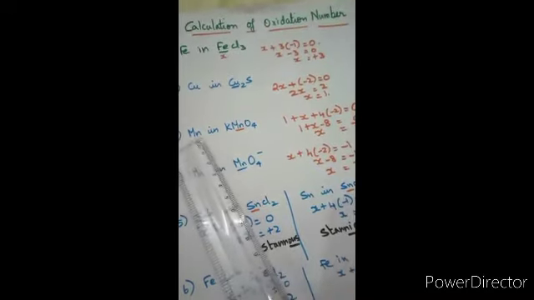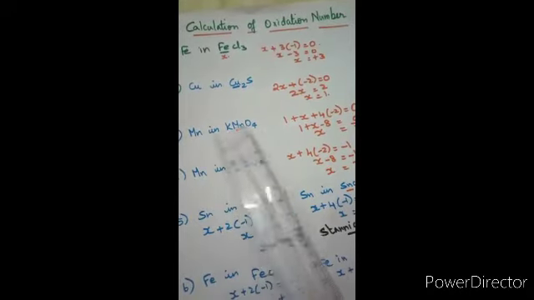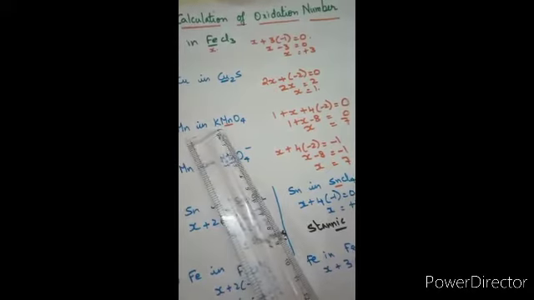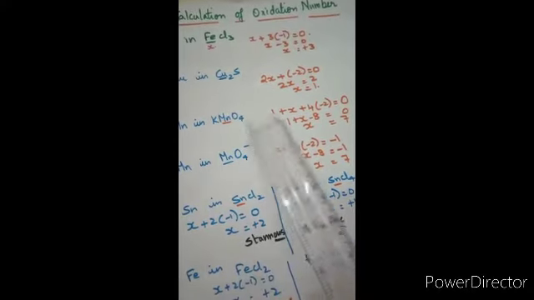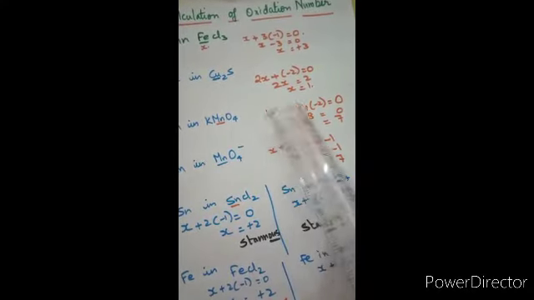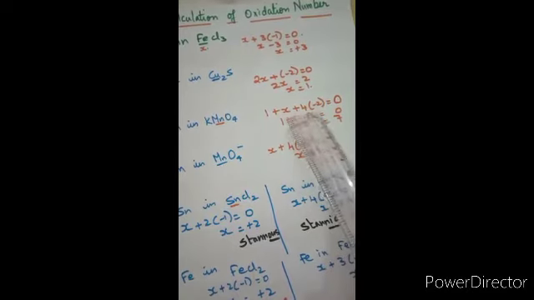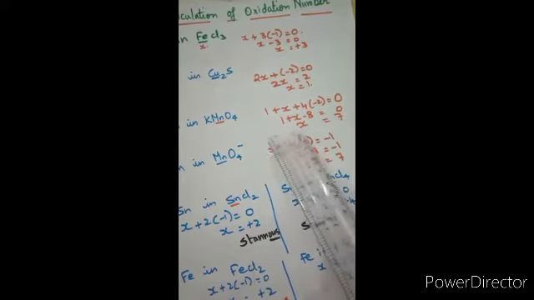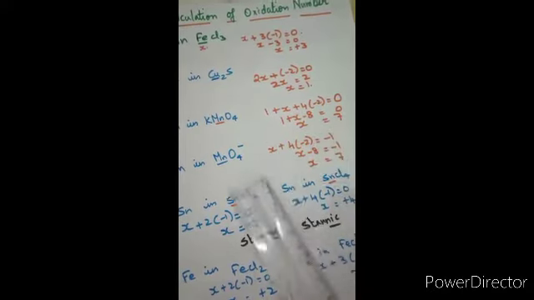Calculate the oxidation number of manganese in potassium permanganate. So K is a first group metal. So 1 plus X plus 4 times -2 for oxygen is equal to 0. So 1 plus X minus 8 is 0. X is equal to 7.